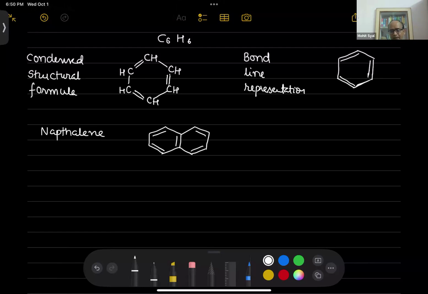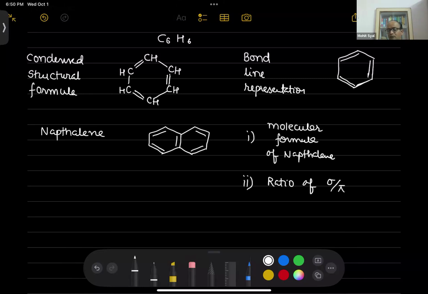You have to tell me two things. What is the molecular formula of naphthalene? And the ratio of sigma bonds and pi bonds. Is the question clear to all of you?